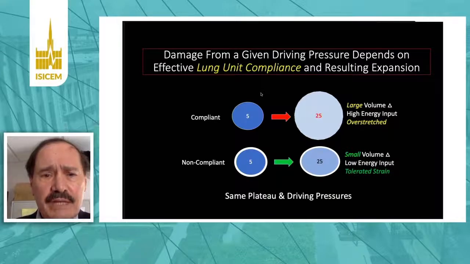If we have a compliant lung unit and we apply 20 centimeters of driving pressure to a plateau pressure of 25, we have a large volume change, a high energy input, and I'll come back to that, and an overstretched situation. If we have a non-compliant lung unit for one reason or another, the same driving pressure and plateau pressure results in a small volume change, a low energy input, which is the product of pressure and volume, and tolerated strain.